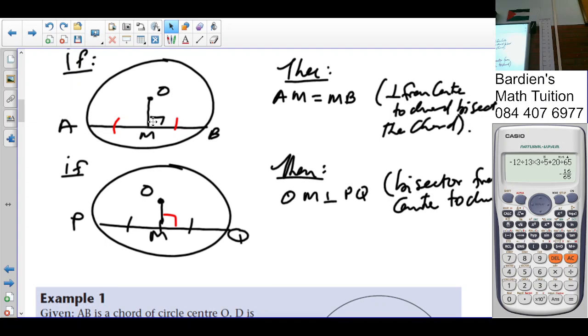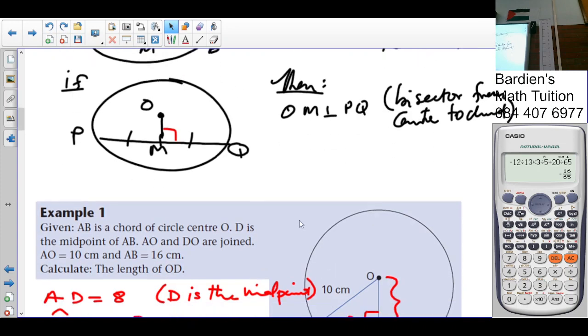If that is given as 90, then AM is equal to MB. Why? Perpendicular from center to chord bisects the chord. Then that means you said that's equal. If that is given equal, this is your question. If it's given equal, then you can conclude that OM is perpendicular to PQ. Why? Bisector from center to chord. That is your reason.